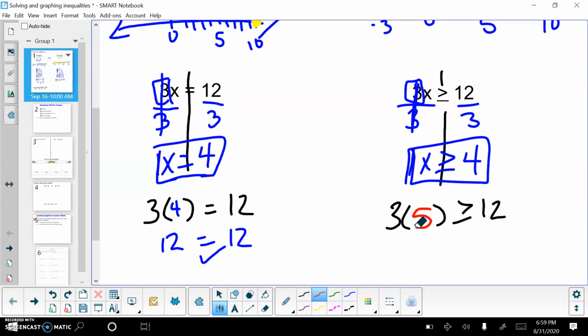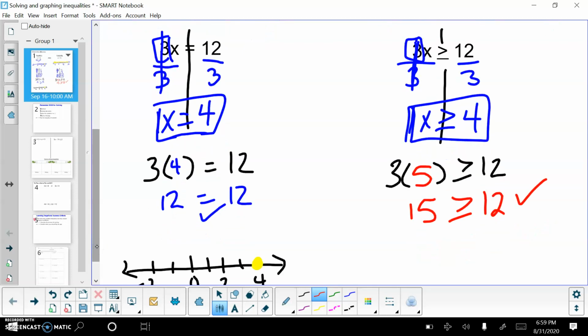So 3 times 5 is 15. And 15 is greater than or equal to 12. So we can see that that works. A number greater than 4 worked. If I try to put in a smaller number than 4, like a 3, then I get a 9, and that won't work. 9 is not greater than or equal to 12.